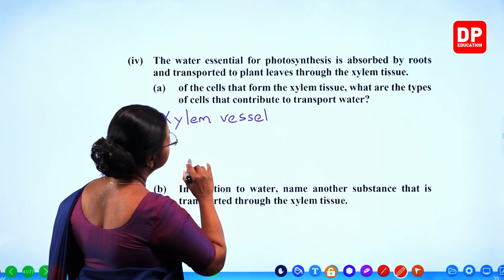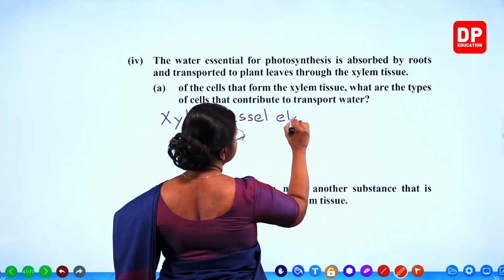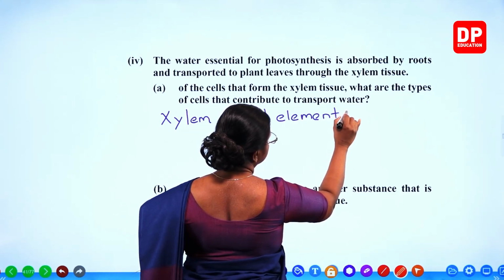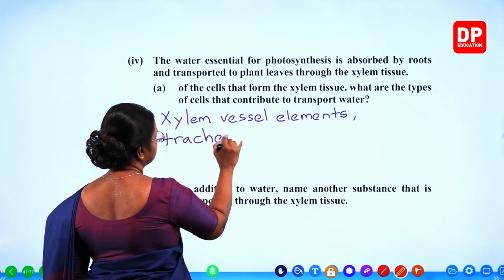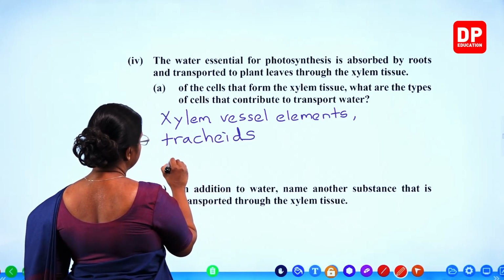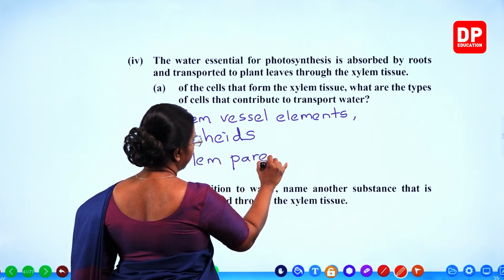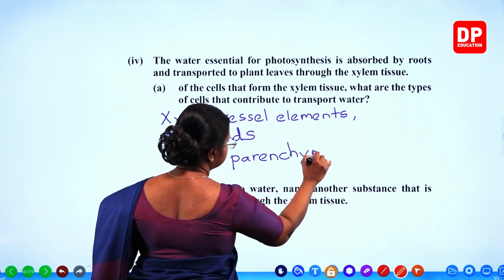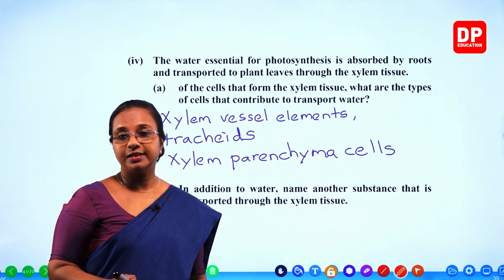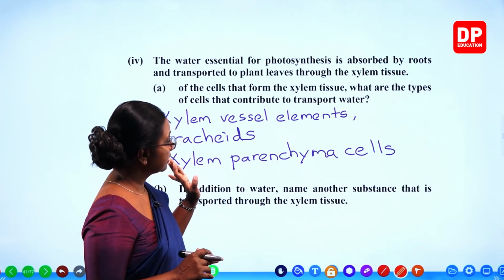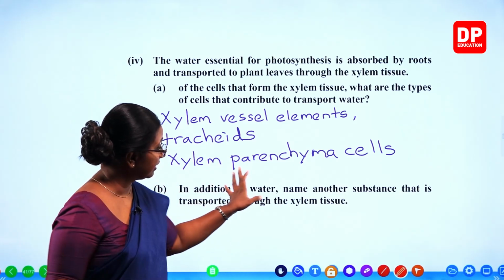Since they have asked, what are the types of cells? So xylem vessel elements, tracheids, and xylem parenchyma cells. So you have to write all three there. So those are the three cells. But the xylem fibers are there for support. So you cannot write that there.